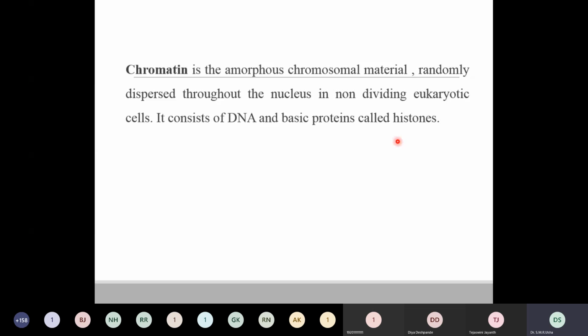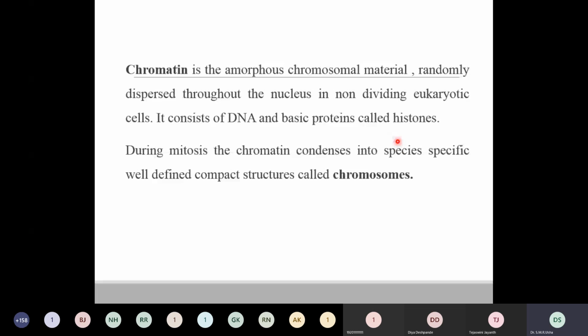It is dispersed randomly throughout the nucleus in non-dividing eukaryotic cells. So when it is not dividing, the chromosomal material is scattered throughout the nucleus, and we call it chromatin. The same thing, during mitosis, condenses into well-defined rod-shaped structures. We call them chromosomes, or metaphase chromosomes. So either chromatin or chromosome, both of them are DNA complexed with basic proteins like histones.